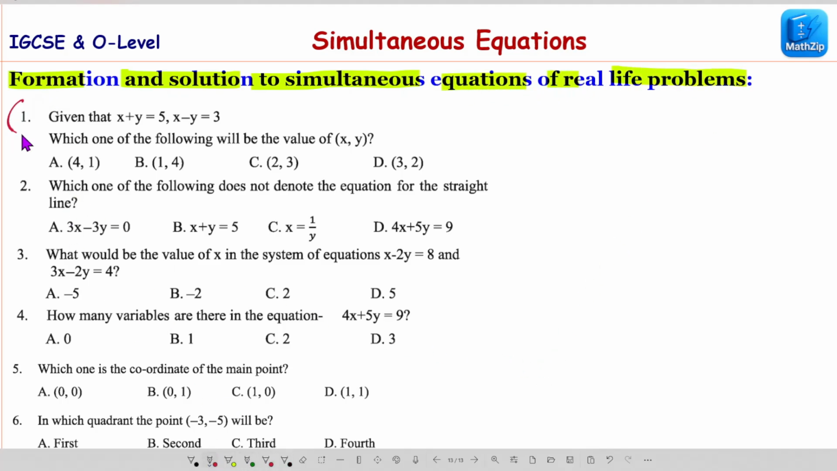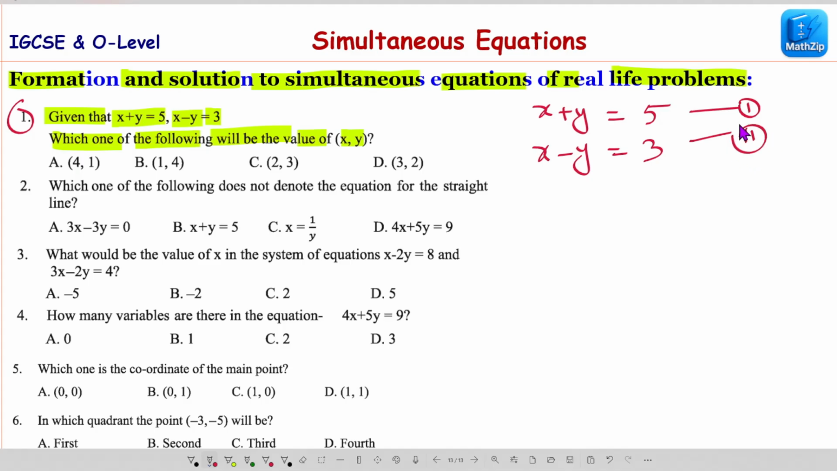Question 1. Given that x plus y equals 5 and x minus y equals 3, which one of the following will be a value of xy? Look, x plus y equals 5, x minus y equals 3. Equation 1 and equation 2. Once we add, plus y and minus y cancel out, so 2x equals 5 plus 3, which is 8. Now we can divide both sides by 2, so x equals 4.